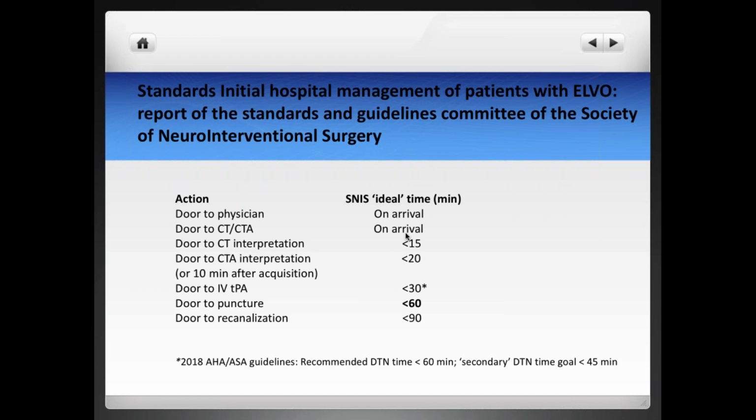These patients are going to be wheeled directly into CT/CTA. The door to CT interpretation should be less than 15 minutes from arrival to the hospital, and CTA interpretation should be less than 20 minutes from arrival. And then the rest of the time metrics are more related to when to give IV tPA, and in this case, how long should pass between the door or the entry of the patient into the ER and the groin puncture in case the patient is going to intervention. As you can see here, basically you have approximately 60 minutes to puncture that groin.